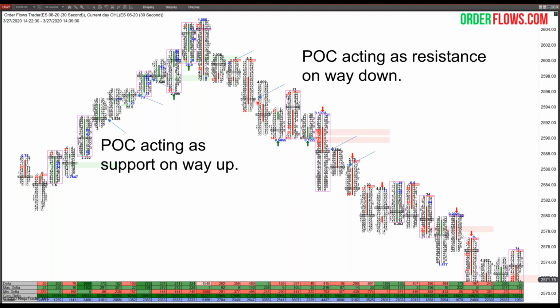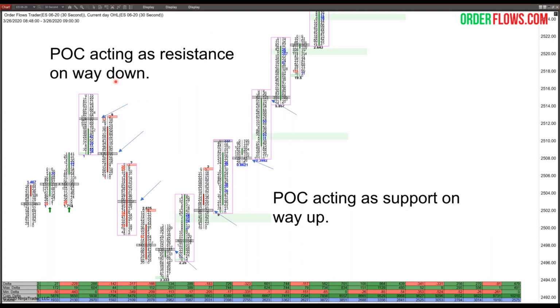I used to call it like Jack and the Beanstalk, right? Like magic beans. Knowing an area where the market can potentially retrace back to in the bar that you're in.